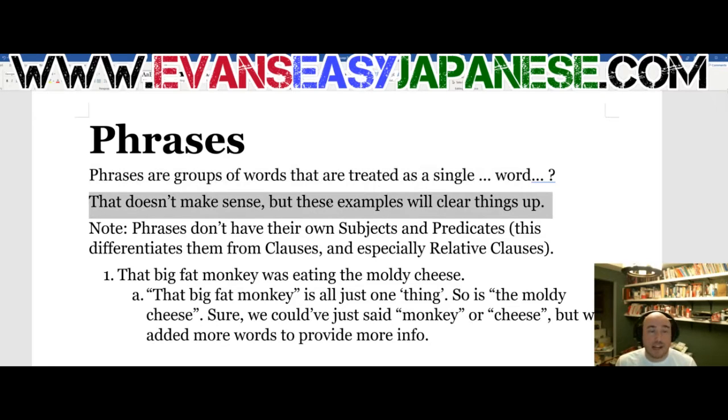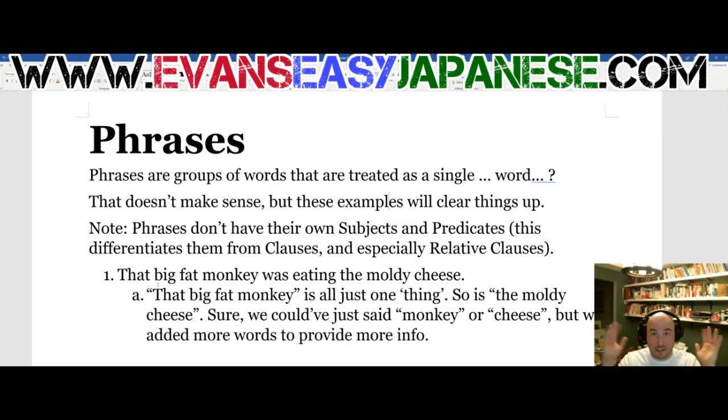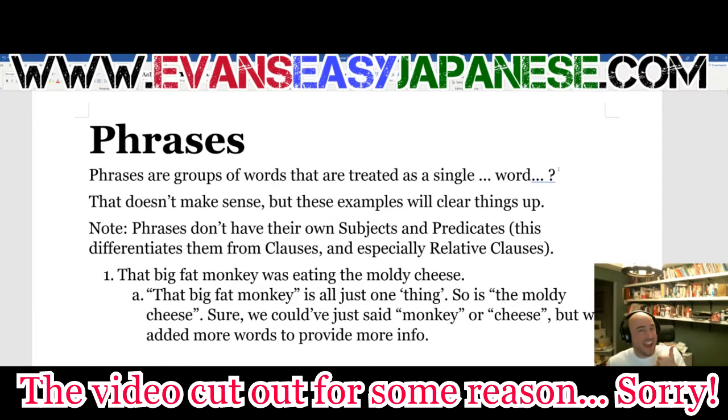Now, what I just said might not make sense, but examples will clear this up. Again, these are loose definitions, and there's going to be some gray areas. You know, there's the core idea, strange outliers, then super strange outliers. All right, so like I just said earlier, note, phrases don't have their own subjects or predicates. This would make them a clause. Go to the clause video once I get it up, and you'll see the difference. That's important for relative clauses. We'll get there.